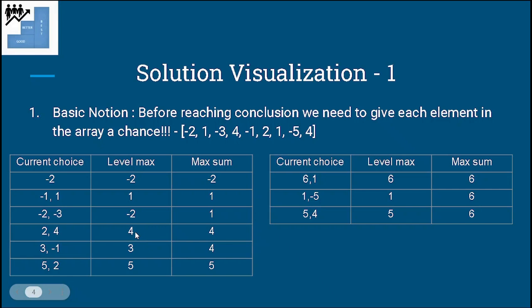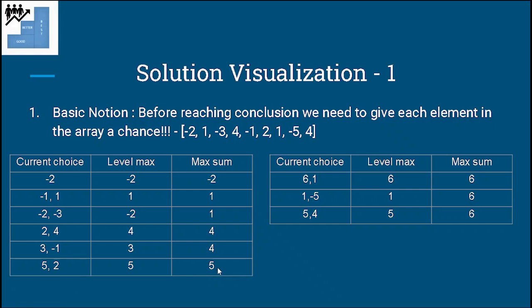Now I have the next element as minus 1. So again two choices I have: 3 and minus 1. The level max, like the best of these two choices, is 3, but the previous sum still holds. All right. Now when I include 2, I have 5 comma 2. Best of these two is 5, and now my sum is upgraded to 5.